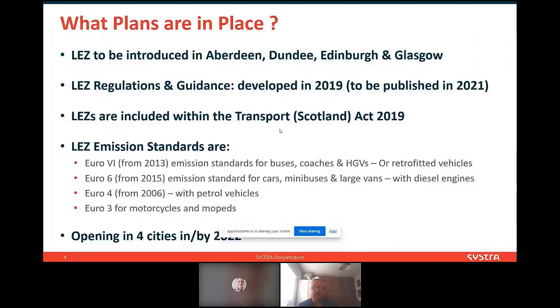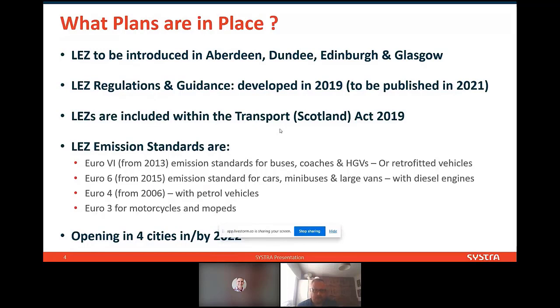Where we are currently is that the Scottish Government have announced that there's low emission zones to be introduced in 4 cities in Scotland: Aberdeen, Dundee, Edinburgh and Glasgow. The regulations and guidance came out in 2019 in draft form, but it's yet to be published later this year in terms of the signing and regulations related to all that. But LEZs are within the Scotland Transport Act in 2019.